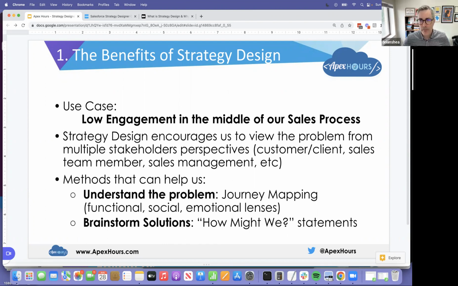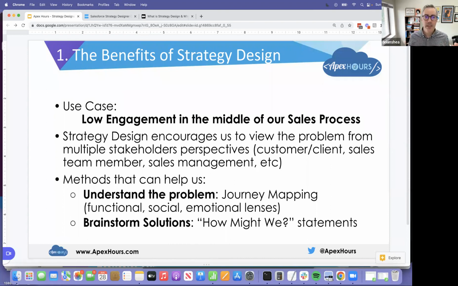of a company, and they found that they have low engagement in the middle of their sales process. So they have a good volume of high quality leads coming in at, quote unquote, the top of the funnel. And they find that their close rate is also very healthy. So those are really good things. But they found in the middle of the sales process, for whatever reason, engagement is low and conversion rate is low. So that's the problem that our company is facing.